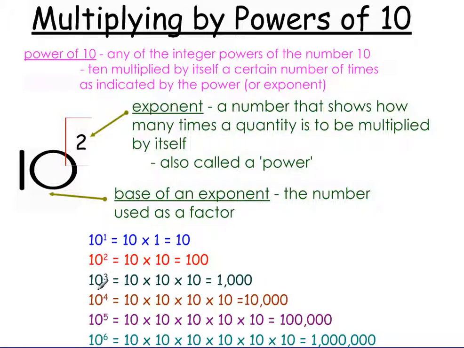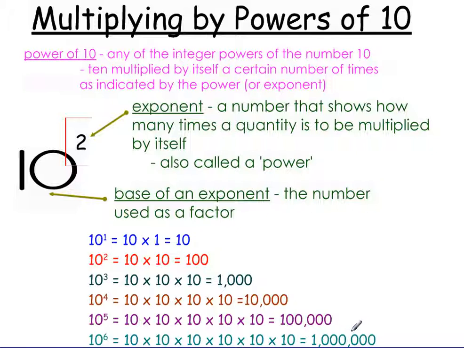10 to the third power, or what we call 10 cubed, is telling us to multiply 10 by itself 3 times. 10 times 10 times 10, which is 1,000. 10 to the fourth power is saying multiply the 10 by itself 4 times. 10 times 10 times 10 times 10, which is 10,000. 10 to the fifth power is 10 times 10 times 10 times 10 times 10, which you did 5 times, and you got 100,000. 10 to the sixth power is 10 multiplied 6 times, which is 1,000,000.